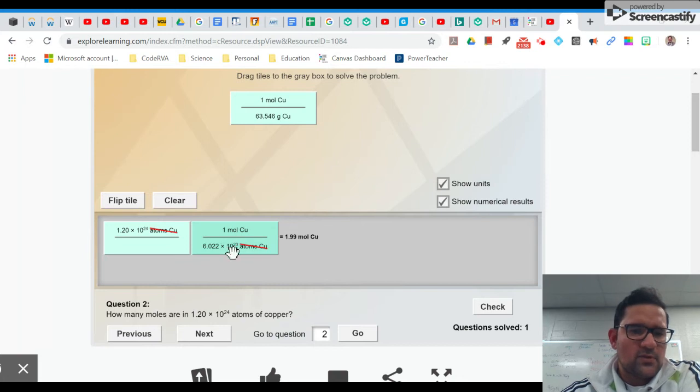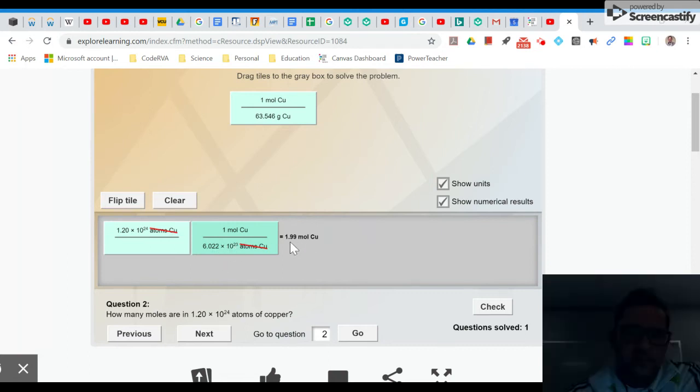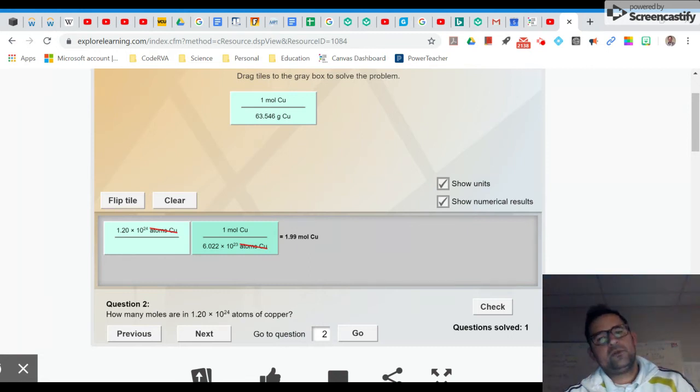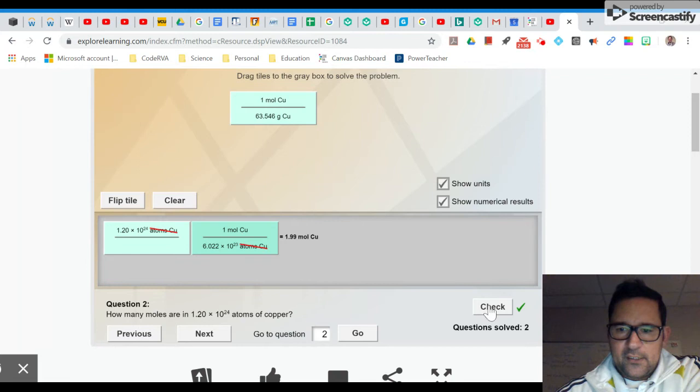So this is what I was also showing you on the whiteboard. This is one way of converting from one unit to another unit. The only unit you're left with is moles. So 1.2 times 10 to the 24 divided by 6.022 times 10 to the 23 gives you 1.99 moles of copper. And click on check, green check, we've got that one right.